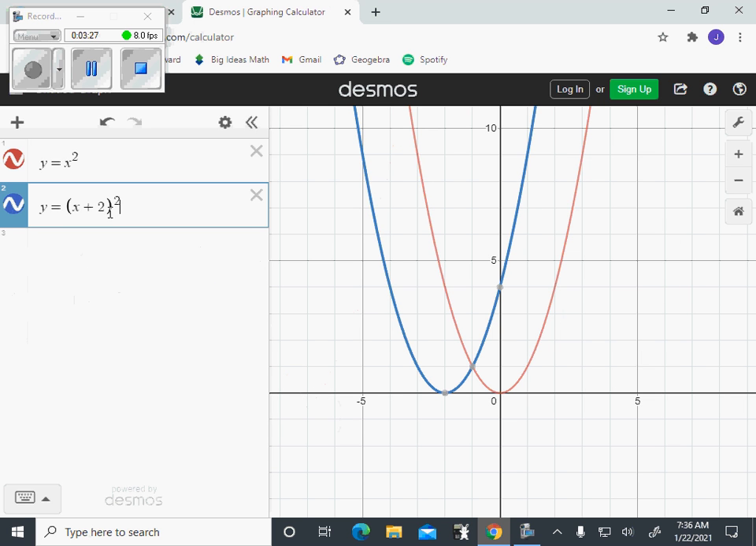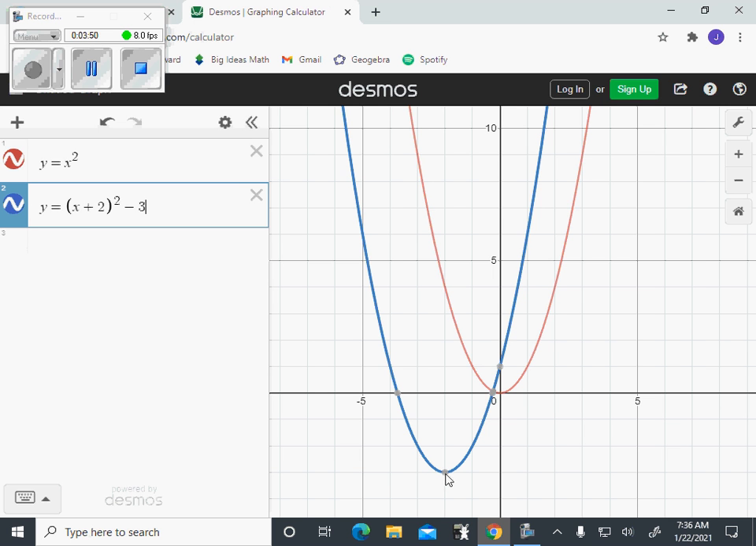What happens if I have x plus 2 squared, and then at the end I subtract 3? Where is that going to move the graph? I want you to think about it before I type it in. If I have x plus 2, that's going to move it to the left 2. And then minus 3, is that going to move it up or down? It's going to move it down. So there's our vertex right there, negative 2, negative 3. It went to the left 2 and down 3.